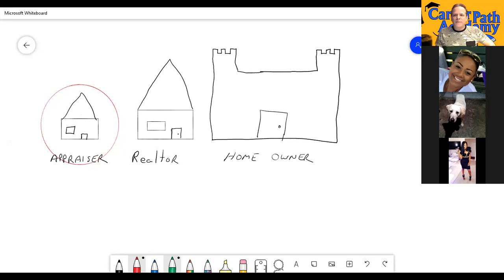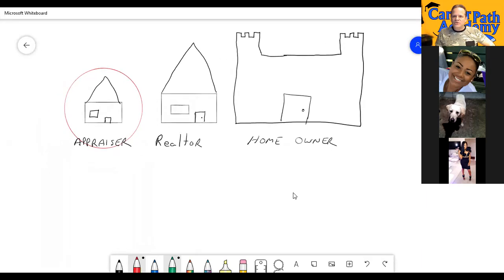Right? The bank's not going to lend you more money than what an appraiser says the house is worth. And they base that off of comparables. Because the bank wants to be secure that if you fail to make your payments, they can foreclose on you and turn around and resell that property to get all their money back. That's basically what they're looking at in this picture.